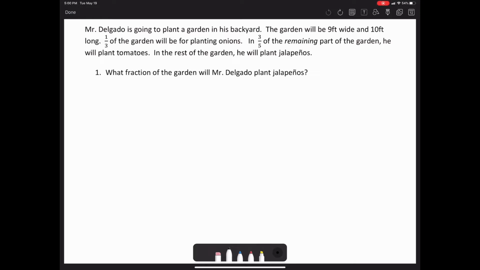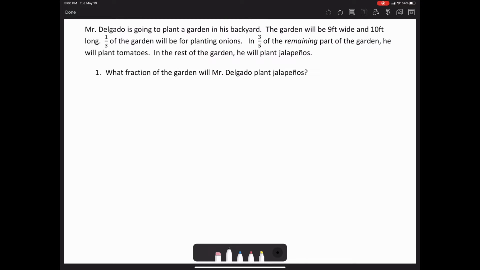All right, let's take a look at this problem. Mr. Delgado is going to plant a garden in his backyard. The garden will be 9 feet wide and 10 feet long. 1/3 of the garden will be for planting onions. In 3/5 of the remaining part of the garden, he will plant tomatoes. In the rest of the garden, he will plant jalapenos. What fraction of the garden will Mr. Delgado plant jalapenos?